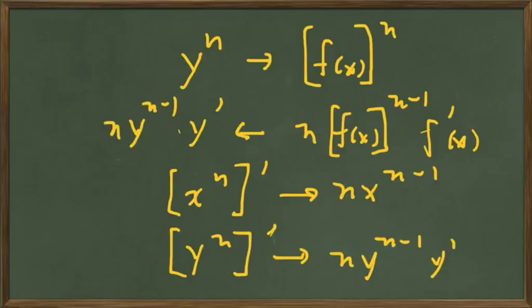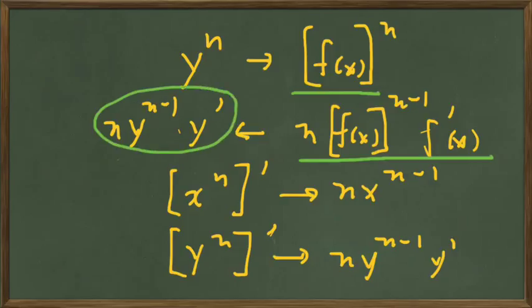Okay, so once more to be clear, we're going to take any term that is y to the n and effectively rewrite it as an f of x to the n. Then when we differentiate it, we bring the n down, reduce the n by 1, leave the f inside, multiply by its derivative, and rewrite that in the y notation like this.